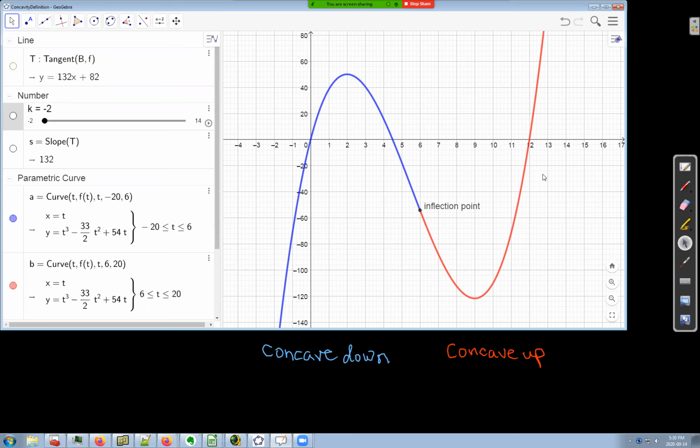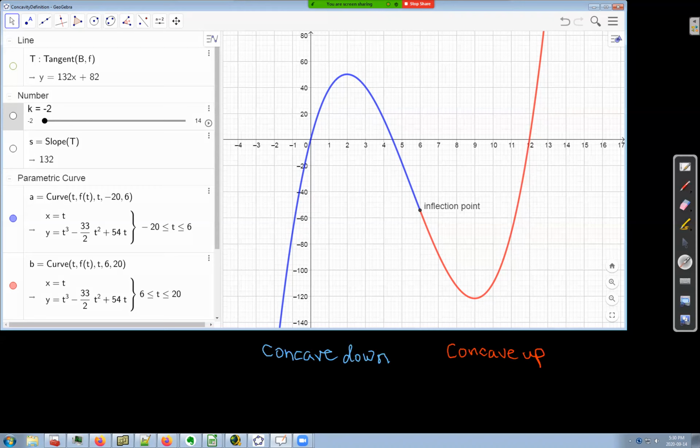So the idea is there's two kinds of concavity. There's concave down and there's concave up. And so what we got here is a picture of a function, and the blue part of the function, that is concave down. And the red part of the function, that part of the function is what we call concave up.